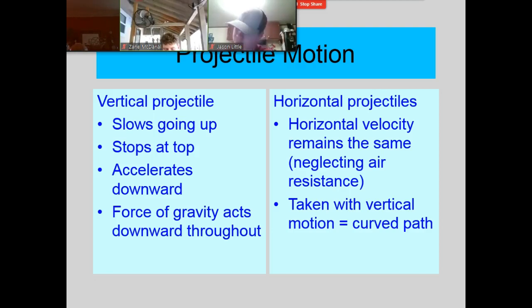It seems like they're doing this backwards here, but they're really not. If you were to throw an object straight upward, this is now going back to vertical motion only. Vertical projectile, you throw it straight up into the air. It slows down every second that it's on its way up. How much does it slow down? 9.8 meters a second every second, or 32 feet per second every second. That's just what it does.